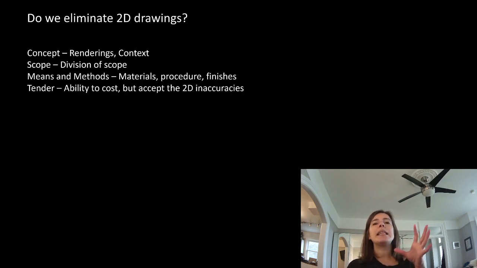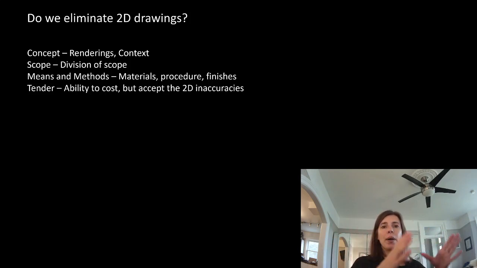Do we eliminate 2D drawings? Not a chance. We still need those. The concept gets shown that way with renderings and context, scope, division of scope, so specifications and general notes. Highly important that that gets conveyed in 2D because that's the readable. That's the you are bearing this risk, I am bearing this risk. You must build everything this way to this tolerance. Kind of the outline of how things get built goes in that scope.